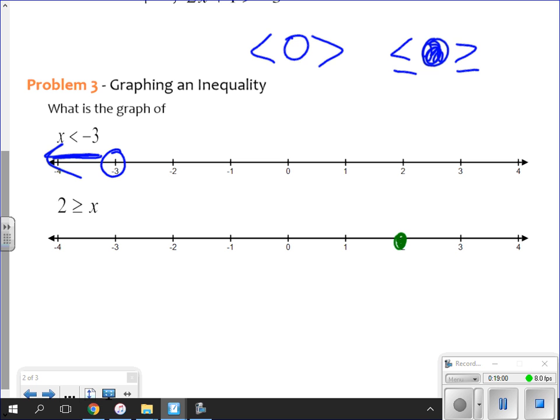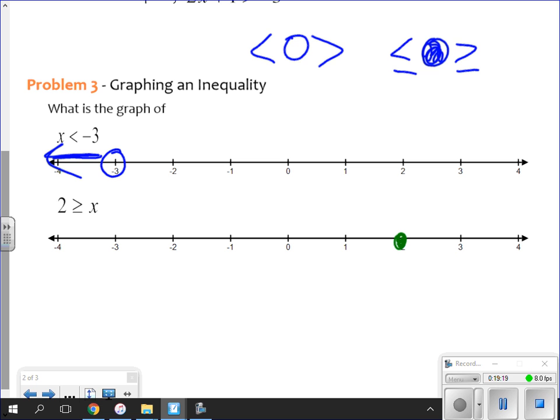Now, how many students say that the arrow should be pointing to the left? How many of you say the arrow should be pointing to the right? Okay. Are you going by which direction this is pointing? Because that's not what it should be.